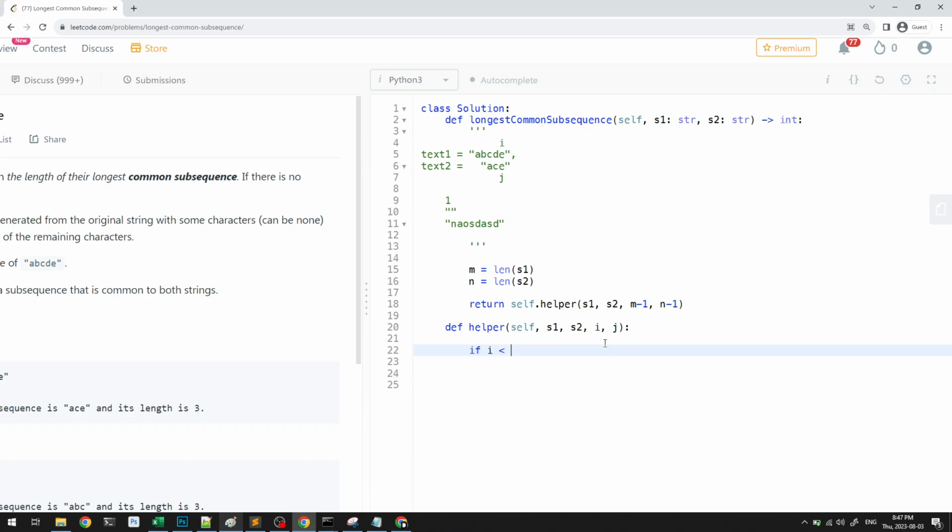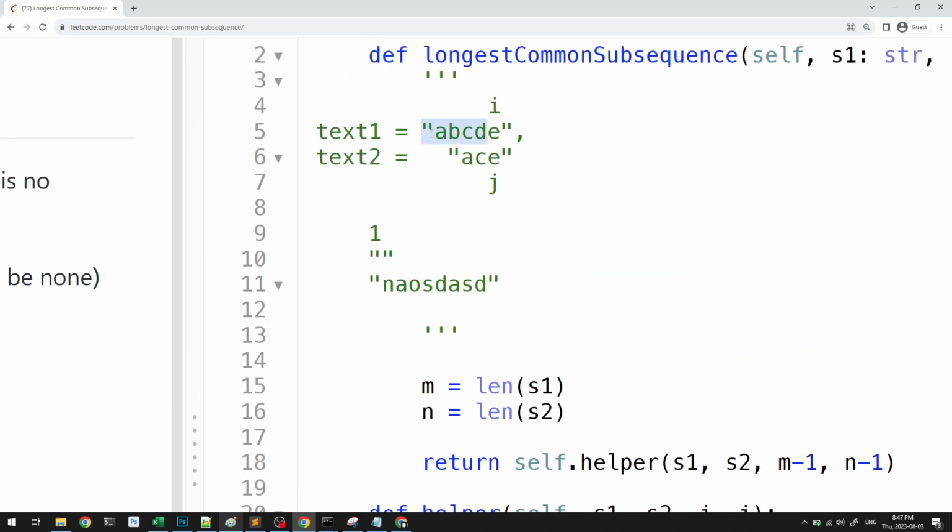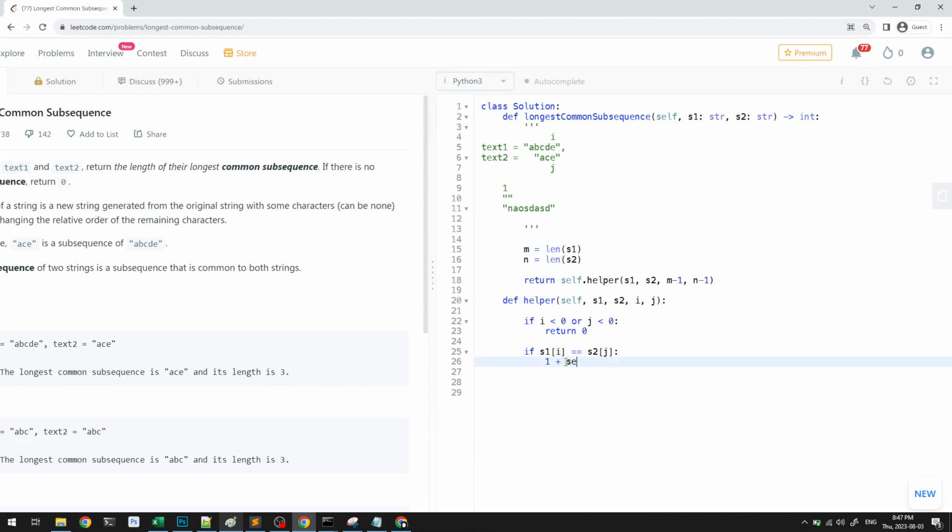So we can do: if I is less than 0 or J is less than 0, then we can conclude that there's no common subsequence. Otherwise, we started off with the case where S1 at I is equal to S2 at J. If this was the case, then we concluded that the longest common subsequence is 1 plus whatever the answer is for the remaining strings. In this case we moved both I and J inwards, so we can do self.helper with S1, S2, and effectively decrease both indices by 1. So that's what we're doing here, and we'll return this.